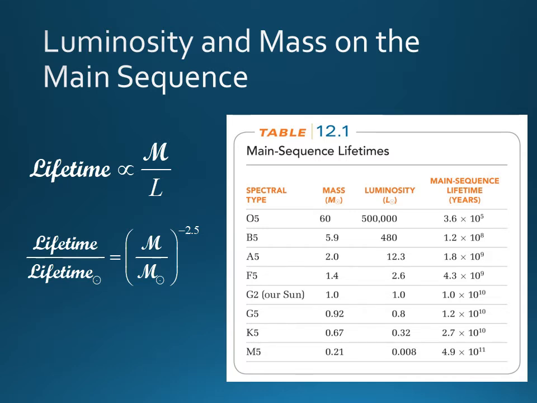This brings us to a completely counterintuitive finding. The most massive stars have the shortest lifetimes by several orders of magnitude. Notice that the brighter blue-white O stars survive only about 360,000 years, whereas the Sun will have a lifetime of 10 billion years. Smaller, cooler stars have lifetimes on the order of 490 billion years.